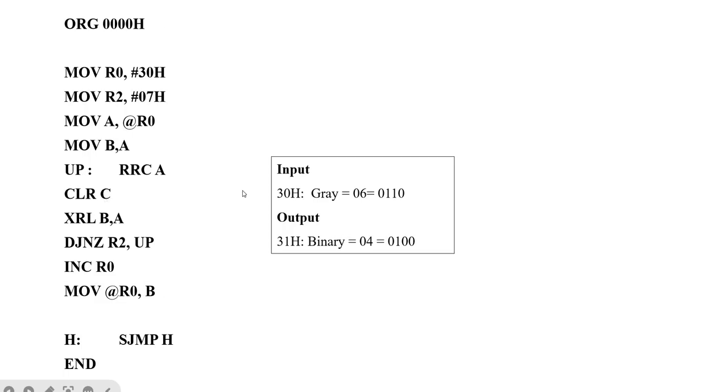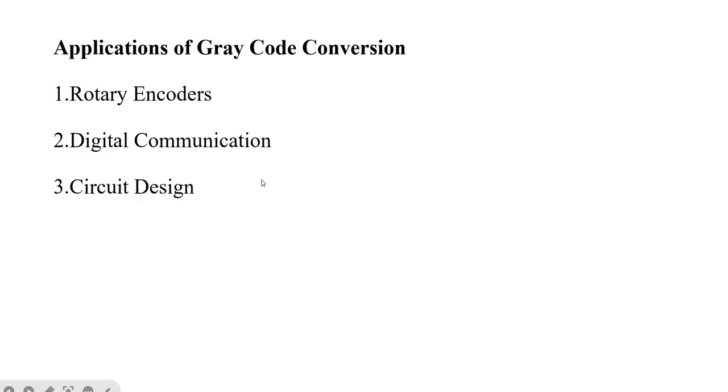So this is the program. Here we'll give the input as 6 at the 30th location, and we have to get the output as 4 at the 31st location. These are some of the applications of the Gray code.